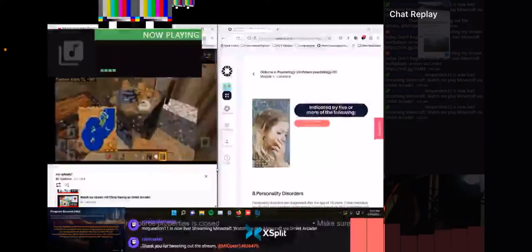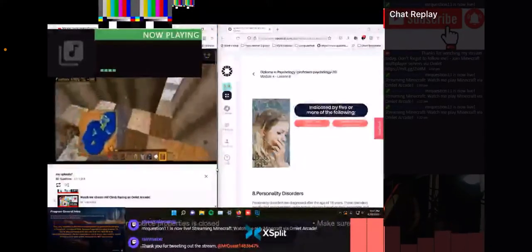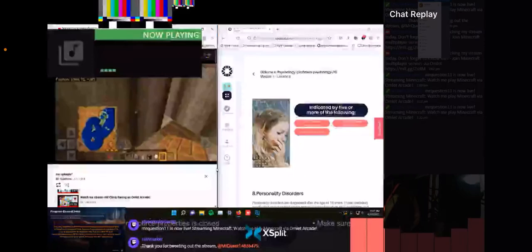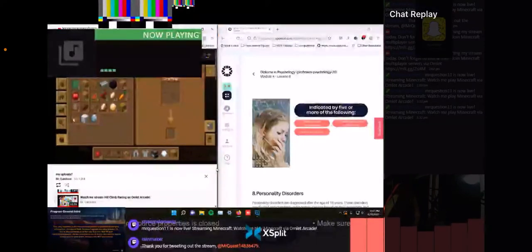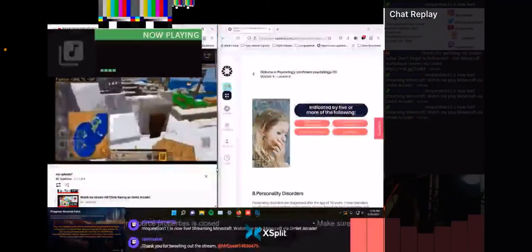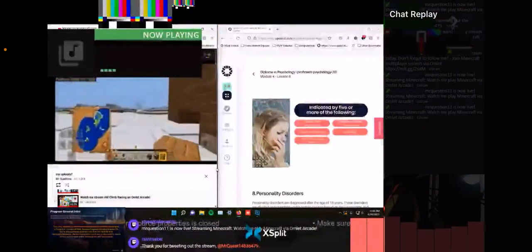A pattern of unstable and intense interpersonal relationships characterized by alternating between extremes of idealization and devaluation. Identity disturbance, markedly and persistently unstable self-image or sense of self. Impulsivity in at least 2 areas that are potentially self-damaging, for example, excessive spending, excessive sex, substance abuse, reckless driving, and binge eating. Recurrent suicidal behavior, gestures or threats, or self-mutilating behavior.